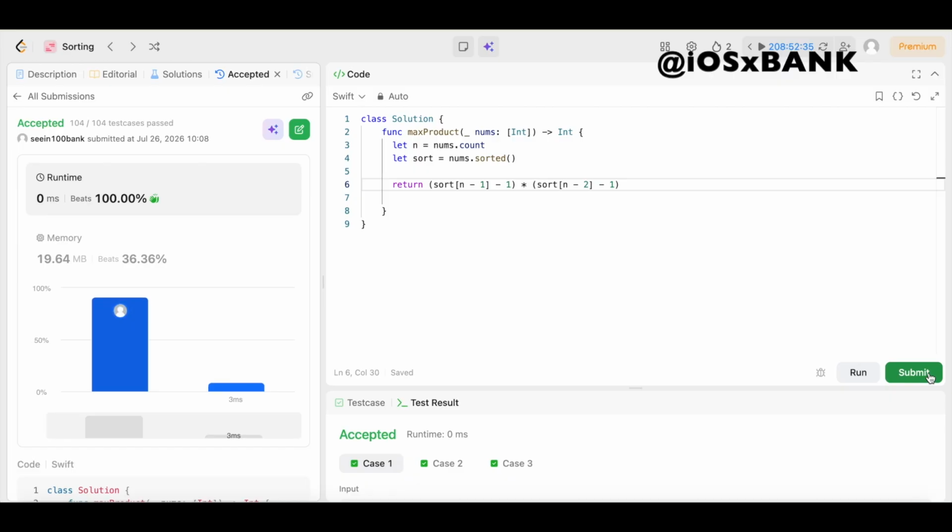And look at that. 0 milliseconds, beats 100% of users. That's what I'm talking about. That's what I'd like to see.